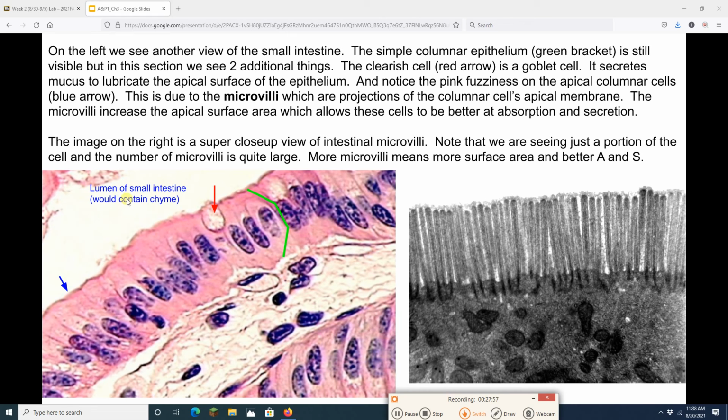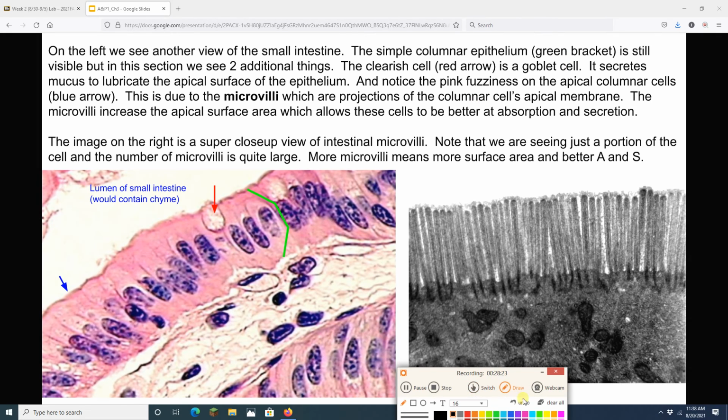Now, I wanted to show you this picture in addition to the previous one. I really like the previous one. I think it's a really nice, pretty picture of simple columnar epithelium. But I like this one too, because I can see this little cell right here. He's a special little cell that was not apparent on the previous slide. That little guy is called a goblet cell.